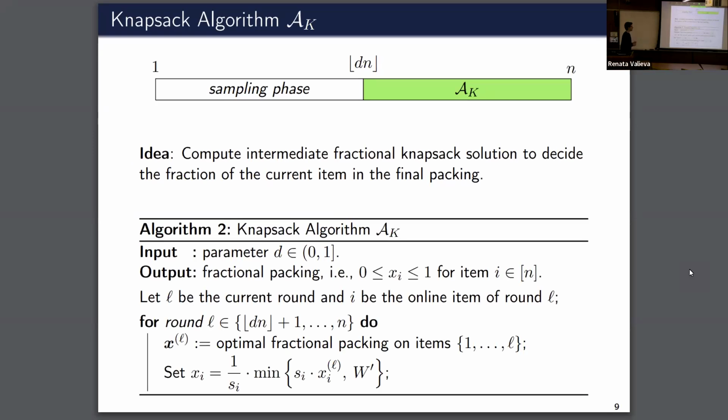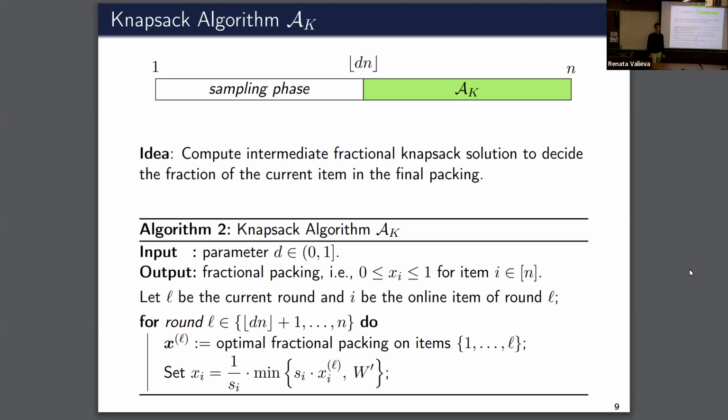More formally, we have a parameter D that decides when the algorithm starts swapping items. Our output are the x_i's. We denote by L the current round and i the current item. In the packing phase, we compute the intermediate solution on the first L items, and we set x_i to be either the current solution, if there is enough capacity, or the maximum possible fraction allowed by the remaining knapsack capacity.